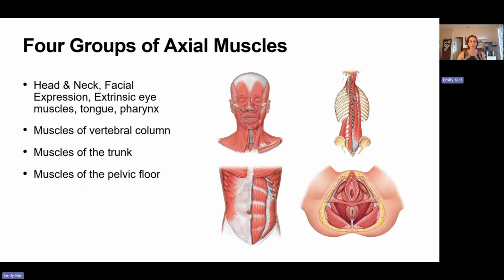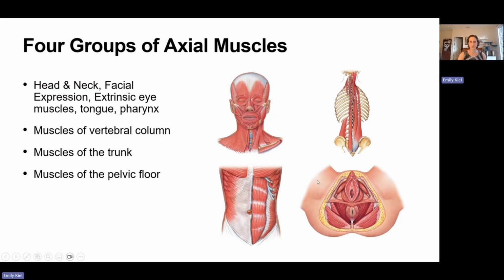So there's four groups of axial muscles. I do want you to know what the four groups are. You've got your head and neck: facial expression, extrinsic eye muscles, your tongue, and your pharynx. These are all associated with the head and neck. You've got your muscles of the vertebral column. So we're seeing those here going along the spine, trying to help support that. We've got the muscles of the trunk, and those are our abdominal muscles. And then we've got the muscles of the pelvic floor.